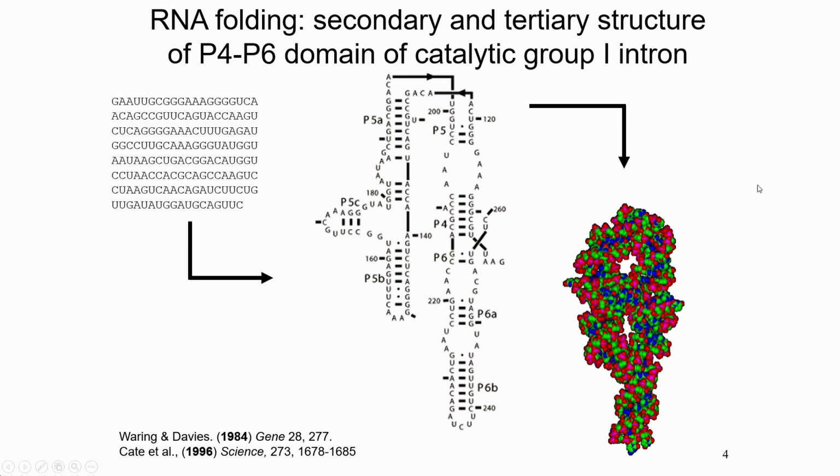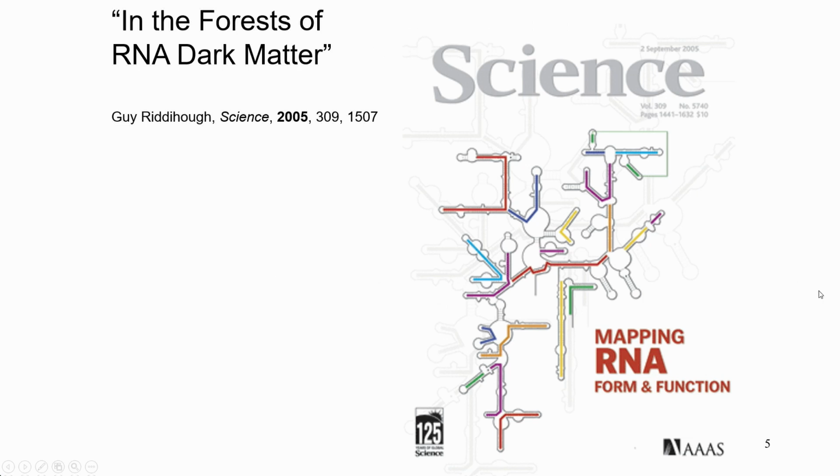We can see many more examples of these folded complex RNA structures. For example, this is the small subunit of ribosomal RNA. People have now realized that this RNA is the main target of antibiotics for fighting bacterial infection. Again, this RNA is folded into very nice secondary structures.